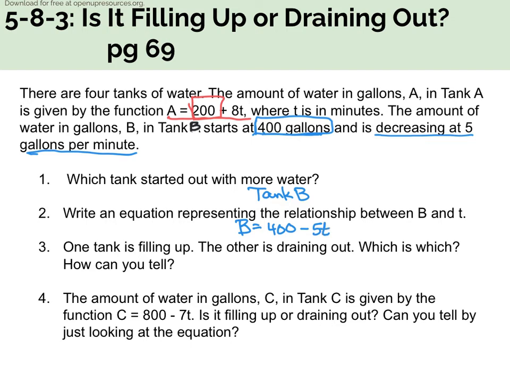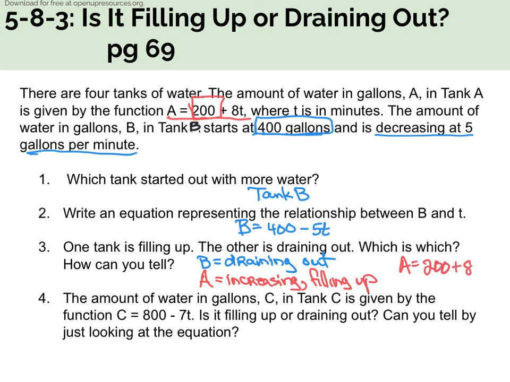One tank is filling up, the other one is draining out. Which one is which, and how can we tell? Well, tank B, it told us it is decreasing. So B is draining out because it's decreasing. Tank A is increasing, or filling up. How do I know that? I'm going to look at the equation again. We have A equals 200 plus 8T. The reason I know it's filling up is because it is positive 8T.